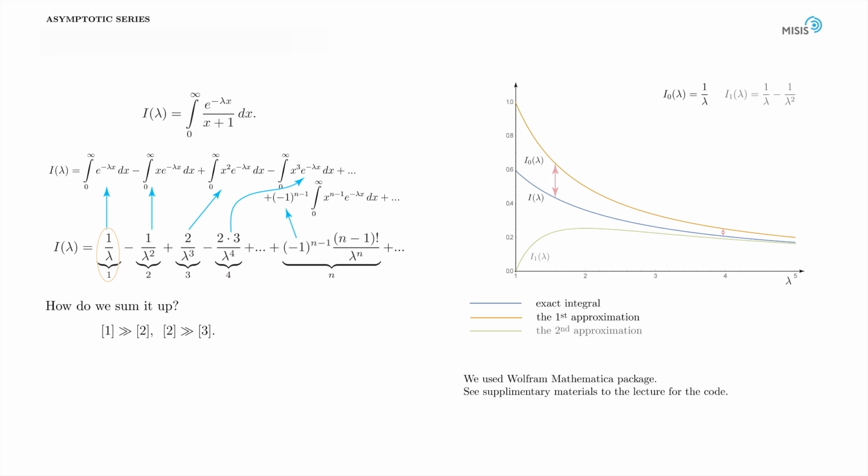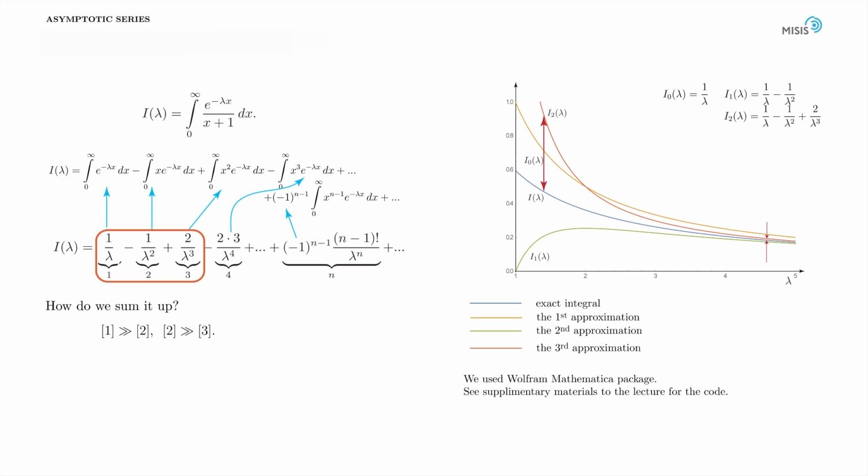Now let's plot the next order approximation. It's the sum of two terms in our series, 1 over lambda minus 1 over lambda squared. We see that it gives an even bigger discrepancy for lambda of the order of 1, but it performs better for large lambda. Finally, the third order approximation, which is the sum of the first three terms. And you can see that at small lambda it's simply no good, but at lambda of the order of 5, this approximation works the best.